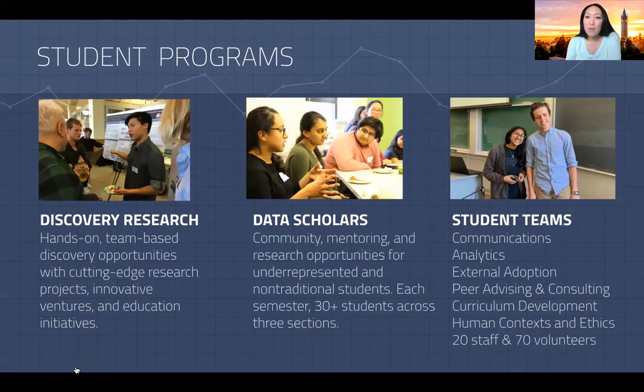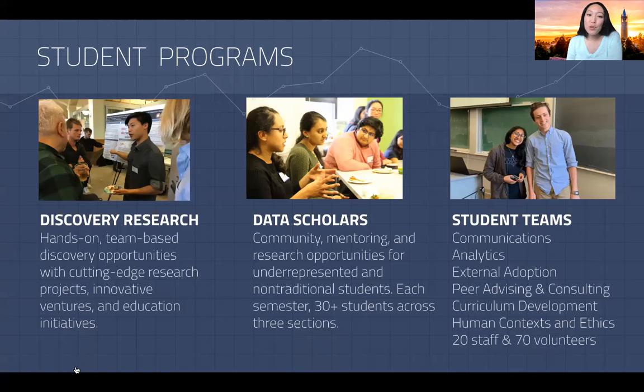And there's different levels of opportunities. There are team leads who are probably going to be more experienced students. And then there are opportunities for students who maybe are just getting started and have maybe only taken Data 8, but can still contribute to a team effort.